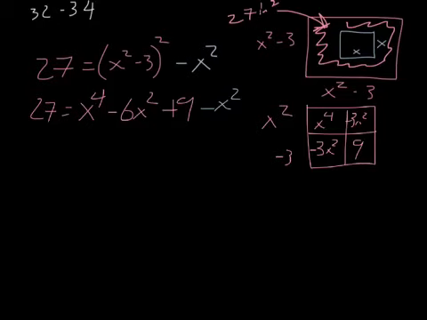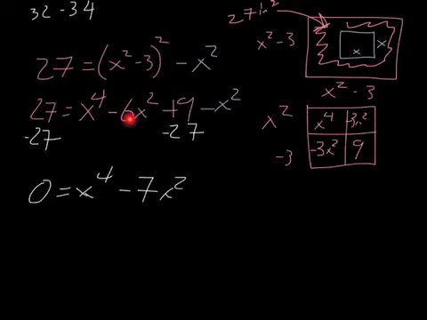And really, in any function, we want to get it equal to 0, so we also have to subtract this 27. So that means we would have 0 equals x to the 4th minus 7x squared, because you have a negative 6x squared and a negative 1x squared. And then 9 and negative 27 makes negative 18. Okay. So now we have some stuff that's factorable.